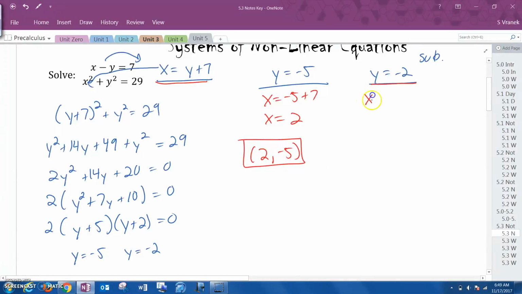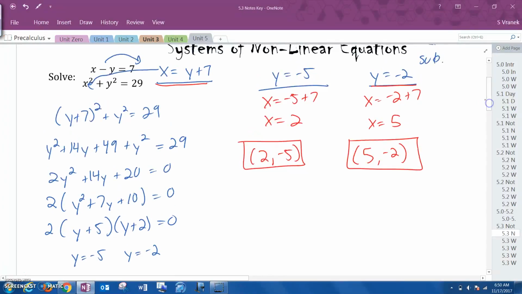So, x equals negative 2 plus 7. I sub that in, and I get x equals positive 5. Which means that, for this point, x is 5 when y is negative 2. And I just want to show you graphically what that means. You know x minus y equals 7, or y equals x minus 7, is a line. And this, x squared plus y squared equals 29, is a circle. I don't know if you guys remember that from geometry.